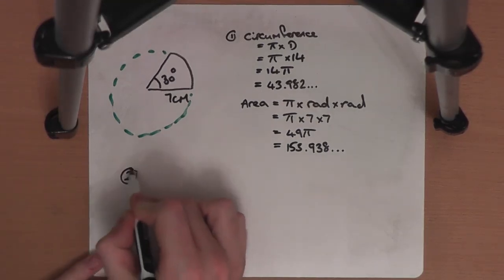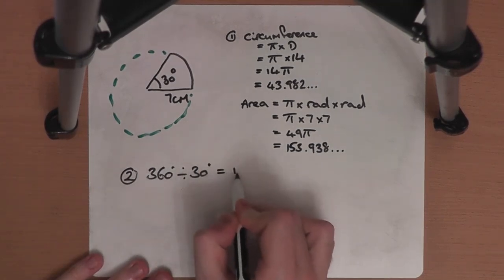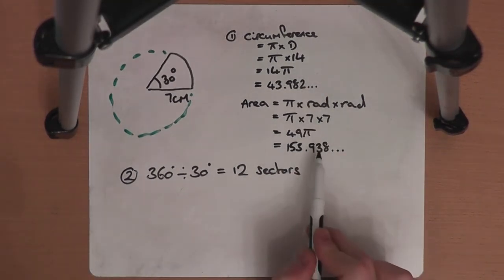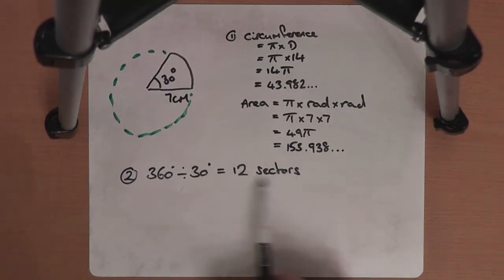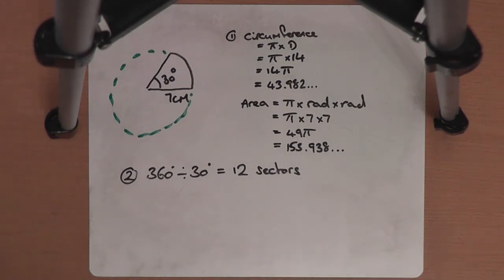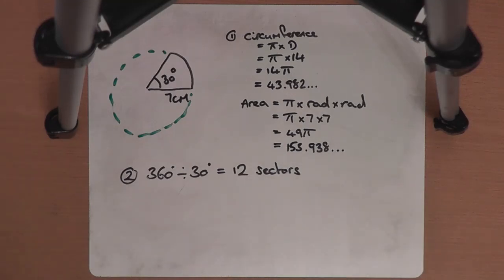There will be, step 2, 360 divided by 30 degrees is 12 sectors. 12 of these sectors would make up this circumference and this area. 12 of these arc lengths make up the 43.982, and 12 of these sectors, in terms of their area, make up the whole area of the circle. What could we now do then to find the area and arc length of just one of these? Well, we simply need to take the circumference of the whole circle and the area of the whole circle, and divide them by 12. We're splitting them up into 12 equal parts because 12 of these sectors go together to make the whole thing.